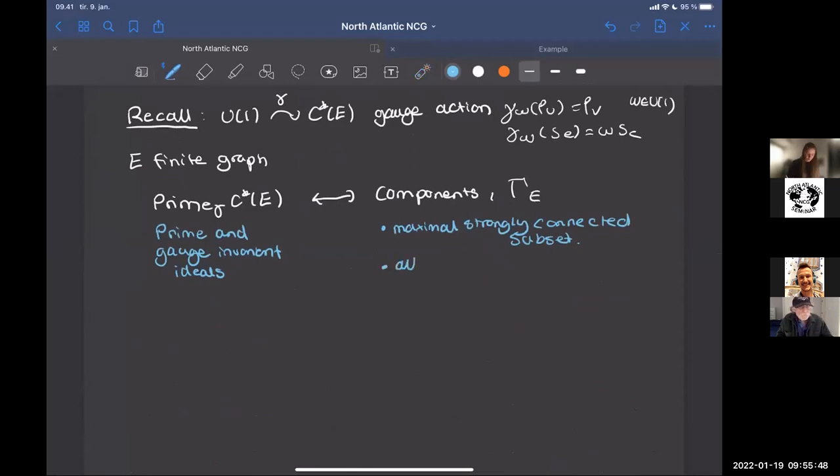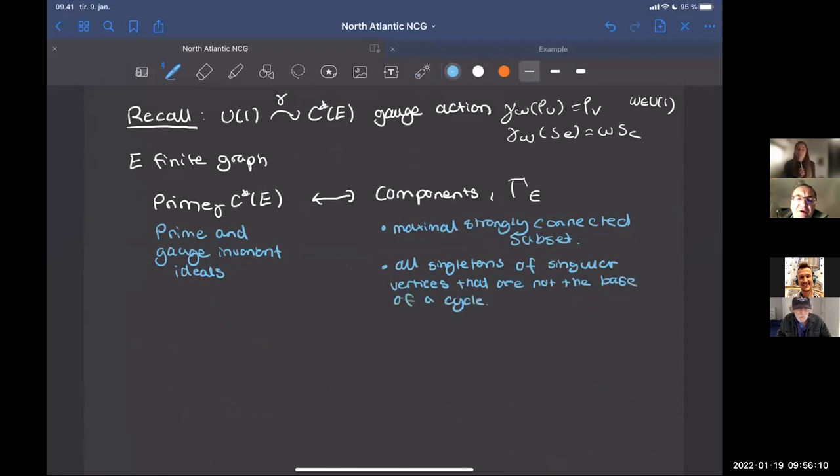And then it also consists of all singletons of what is called singular vertices that are not the base of a cycle. So when you say maximal strongly connected subsets, you mean subsets of the set of vertices, right? Yeah. I'm wondering about this phrase: when you say subsets, you should say what the set is. Okay, so strongly connected subsets of E^0.